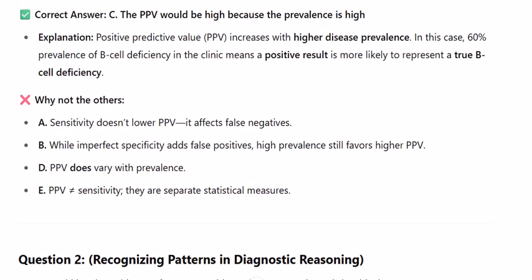Why not the others? A. Sensitivity doesn't lower PPV, it affects false negatives. B. While imperfect specificity adds false positives, high prevalence still favors higher PPV. D. PPV does vary with prevalence. E. PPV and sensitivity are separate statistical measures.